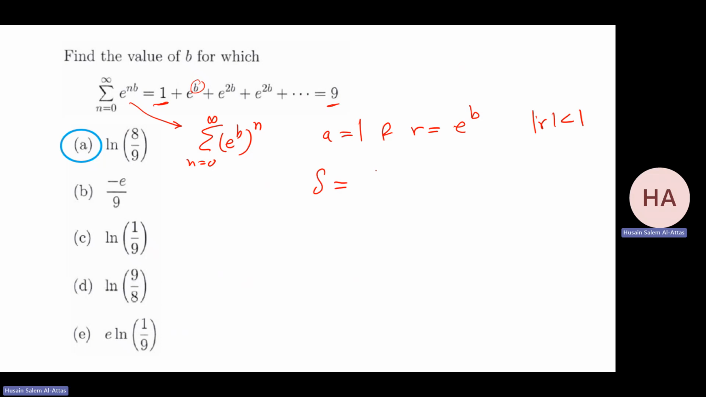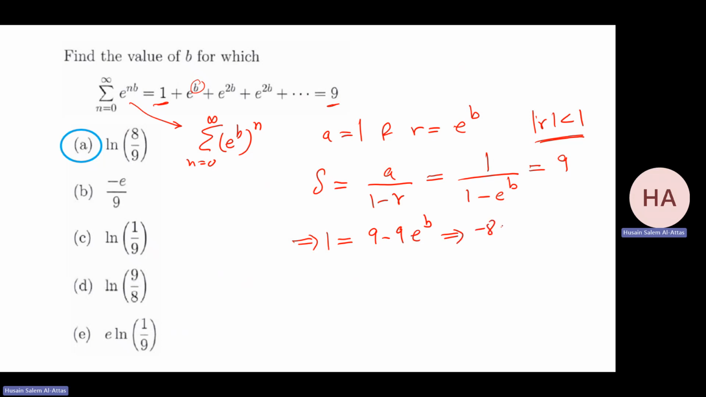And the most important, S. I will do the S: a over 1 minus r, and that equals 1 over 1 minus e to the power b, and that should equal 9. Do the calculation, I'm looking for b. That will be 1 equals 9 minus 9 e to the power b. So I have minus 8 equals minus 9 e to the power b. That implies 8 over 9 equals e to the power b. So b will be ln of 8 over 9, which I know is less than 1, because ln 1 is 0.